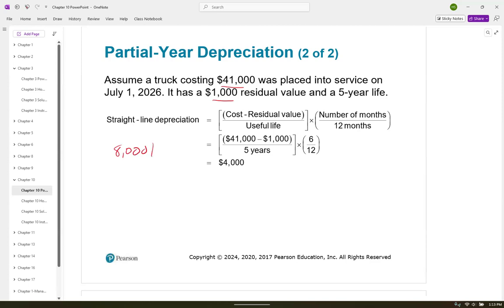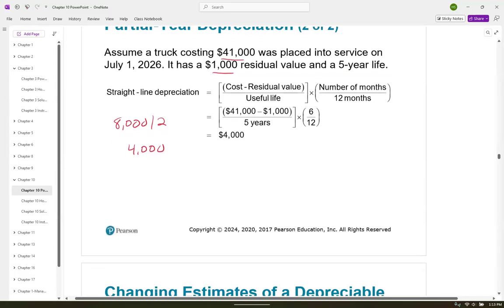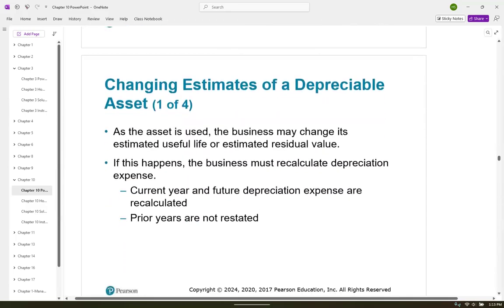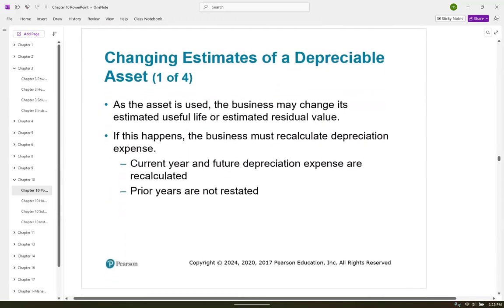We can just take the 8,000, cut it in half, and we have our 4,000. That makes it a lot easier than to go through all of this and have fractions when it's very simple. Just cut it in half. Okay. Next thing we're going to talk about is changing estimates of depreciable assets.